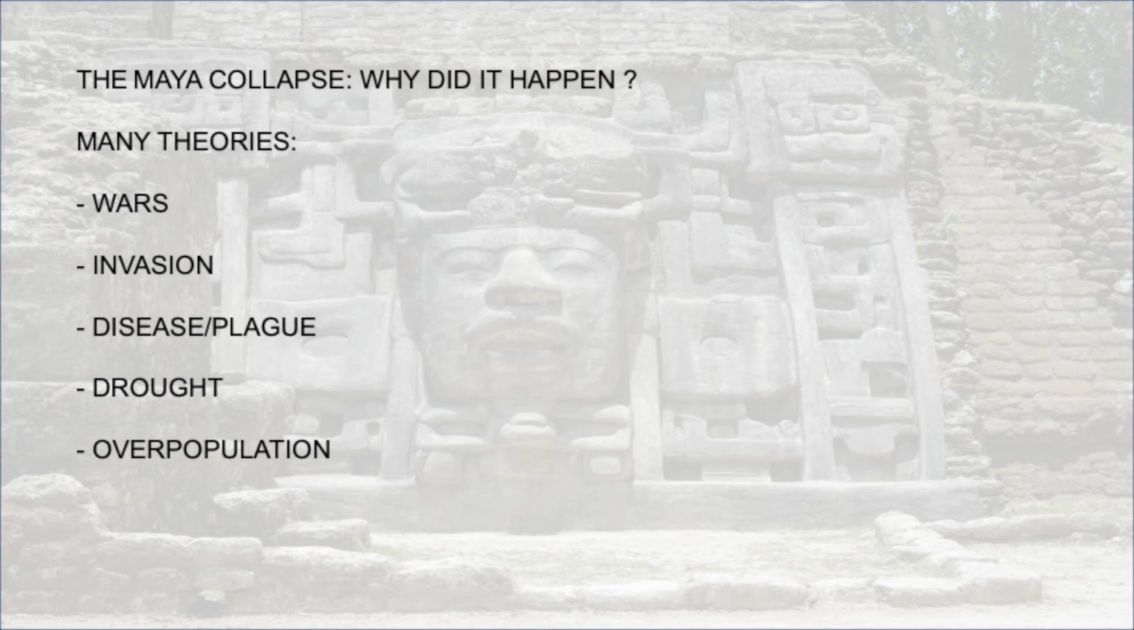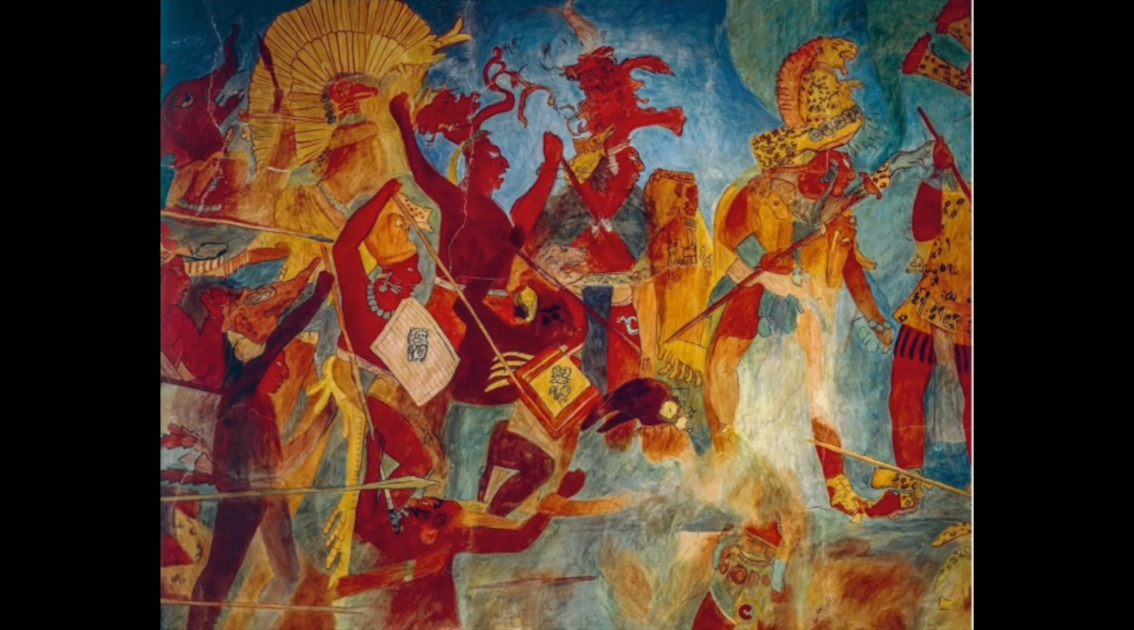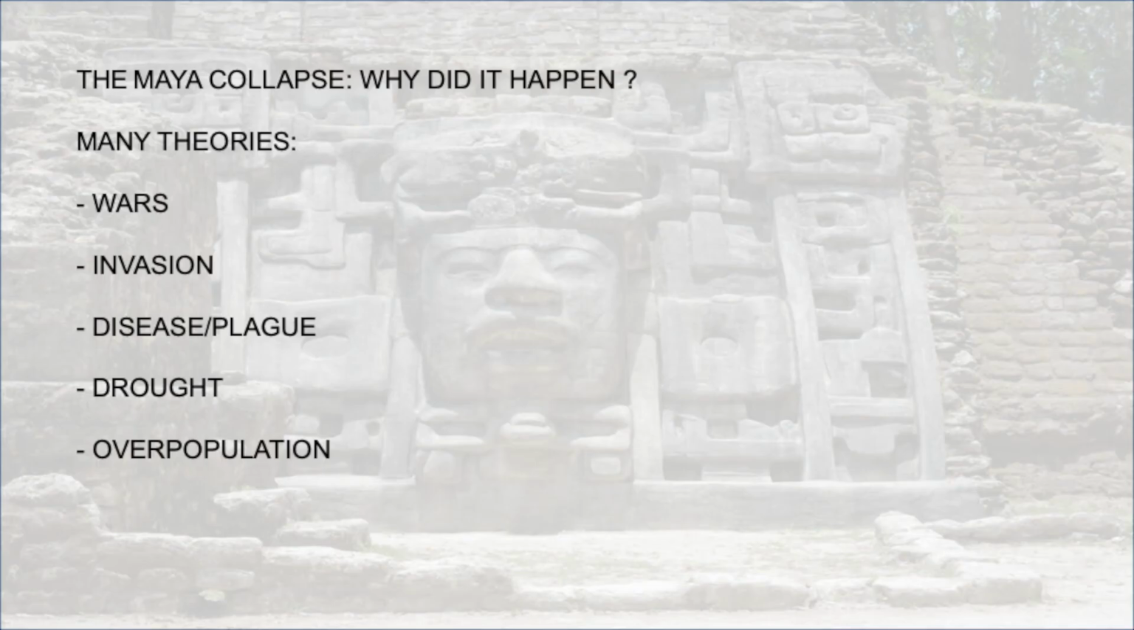Some of the major theories are that there was a war between the city-states. There had always been some level of war, but maybe it just got more intense. That there was an invasion from another civilization from outside the Maya area. There could have been a disease or a plague. That drought impacted their food supply. Or possibly overpopulation stressed their resources.